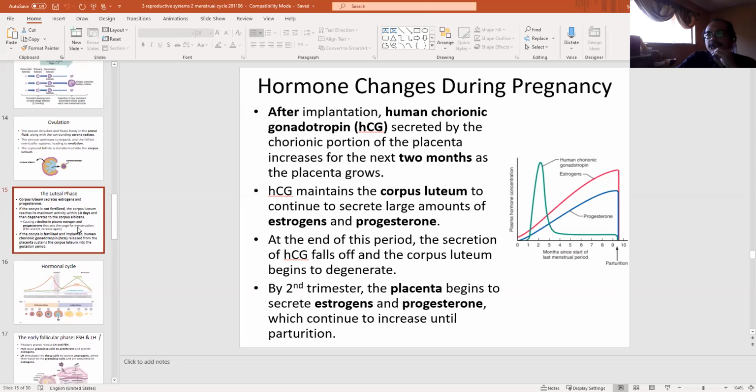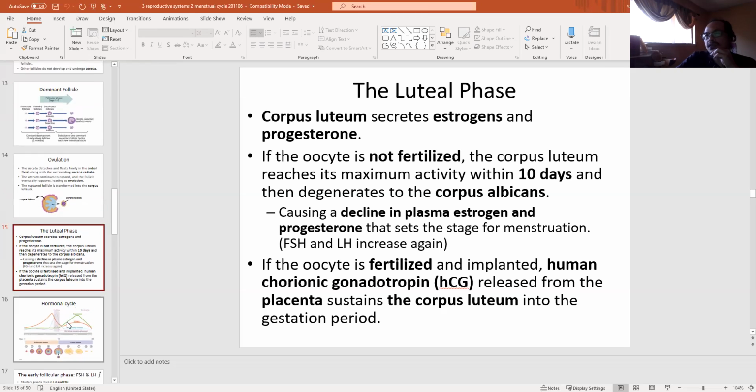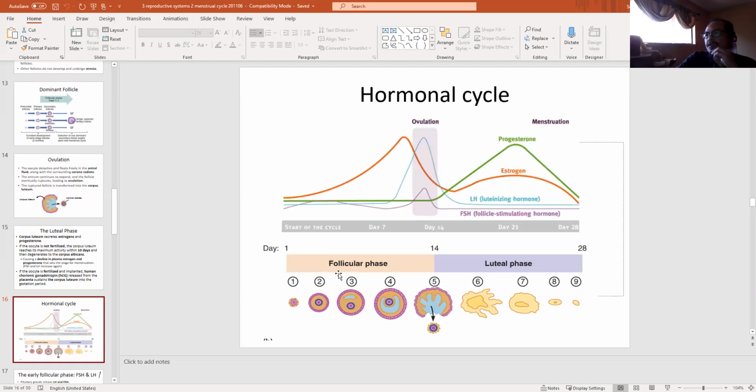All right, so that's that. So that's the luteal phase. So this one summarizes these two phases. Follicular phase is development of the follicle. Luteal phase, the major player is the corpus luteum. And of course, this will actually work along with the change of these hormones.